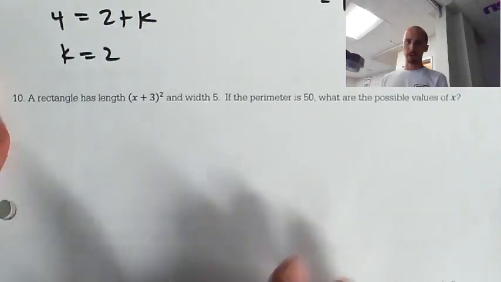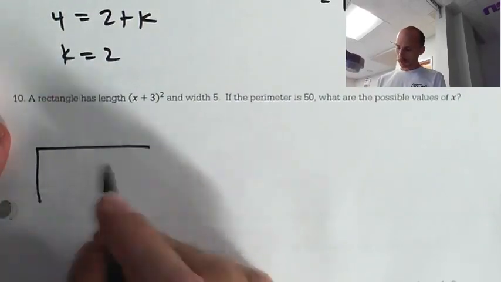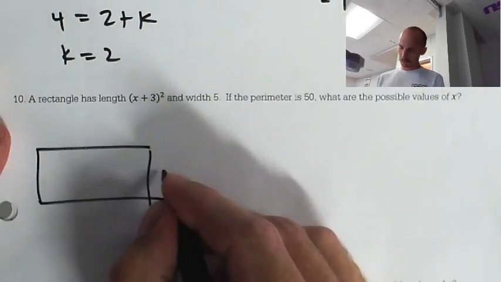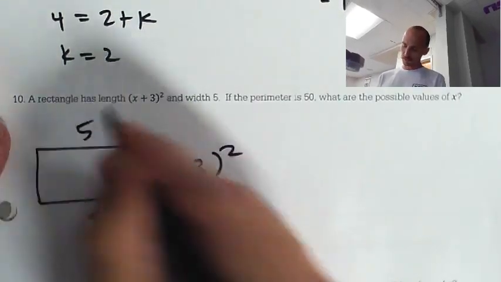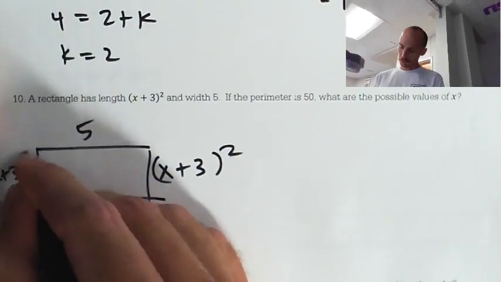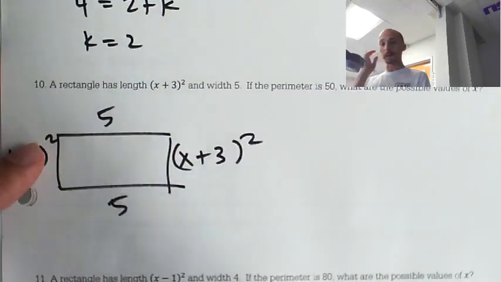You know what I'm going to suggest? I'm going to suggest you draw a diagram, right? If we're talking about a rectangle that has length and width, let's just do that. Length, maybe that's height, x plus 3 squared, width is 5. So this is 5, and this is also x plus 3 squared. This diagram might not be drawn to scale, but that's all right.